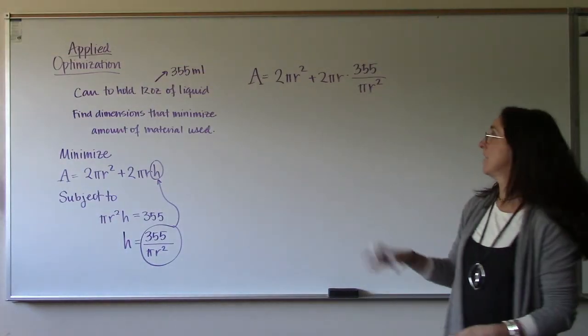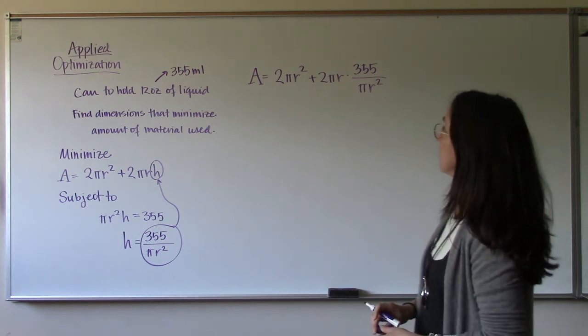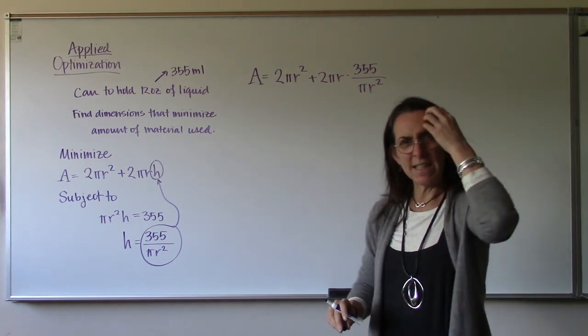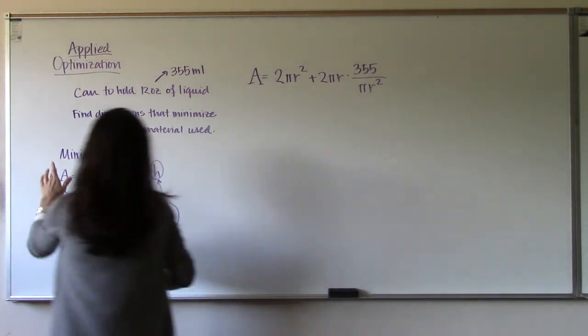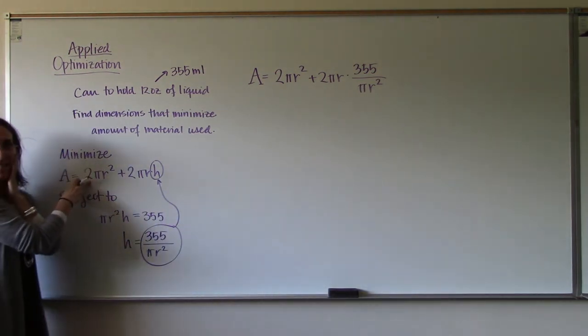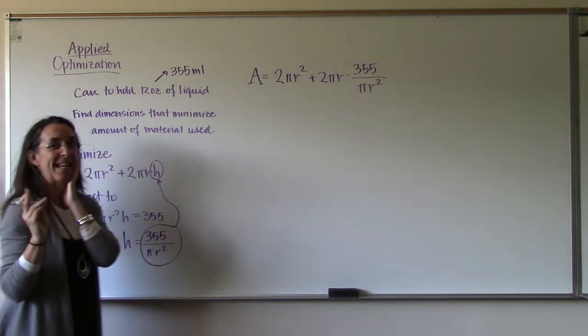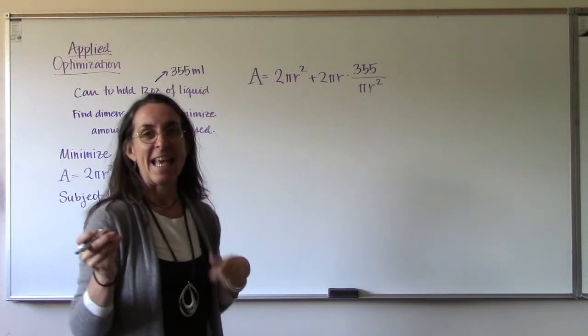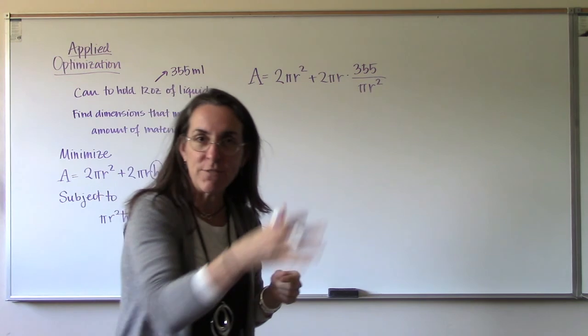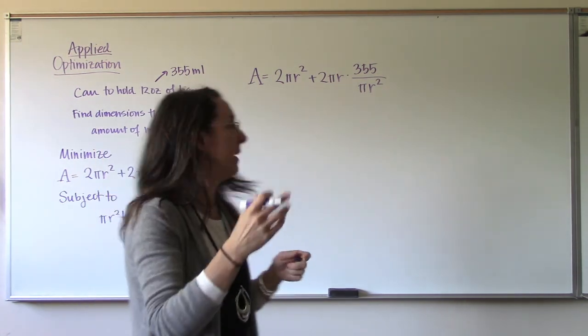Okay, so H is gone and we have everything all in terms of R. What are we doing? We're trying to minimize this thing. So this is calculus. We're going to take the derivative of this thing and set it equal to 0 and look for the bottom parts of the curve, right?